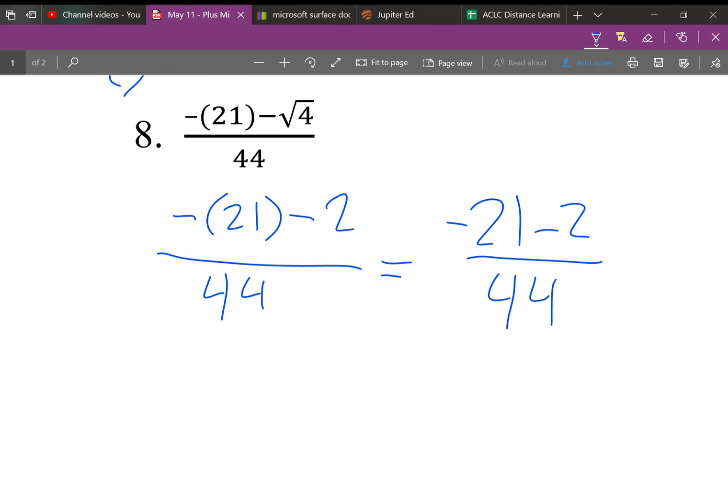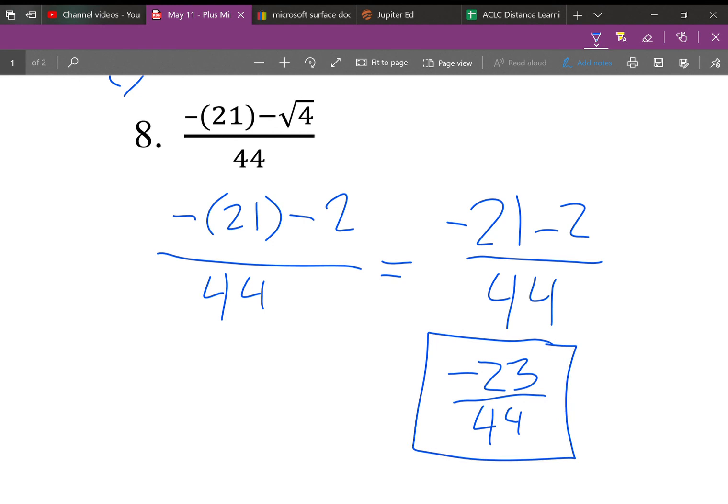And then what is negative 21 minus 2? Negative 21 minus 2 is negative 23. That 44 still hasn't changed. Now what I have left is a fraction, and I always check to see, can I reduce this? Well, in this case, I cannot. 23 is a prime number, which means the only thing it's divisible by is 1 and itself, 23. And of course, neither of those numbers divide into 44. So in this problem, this is actually the answer.